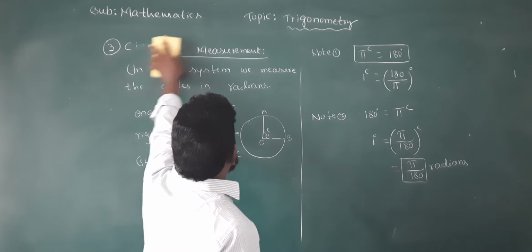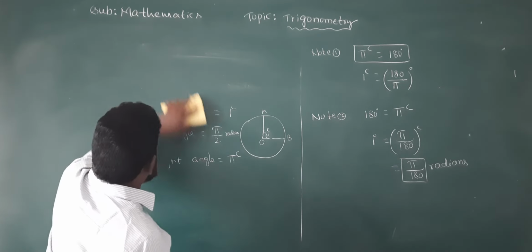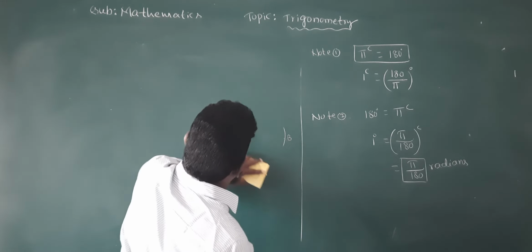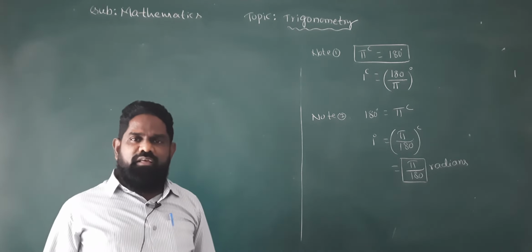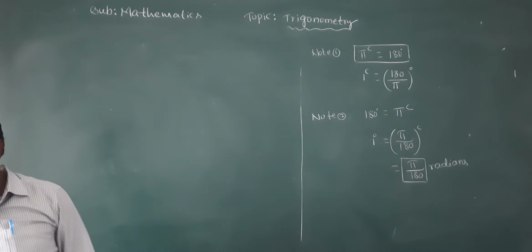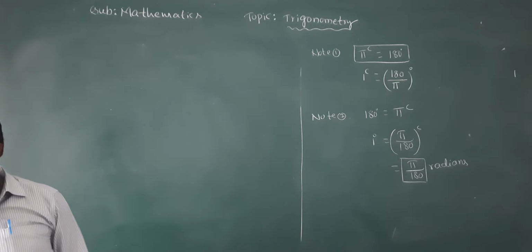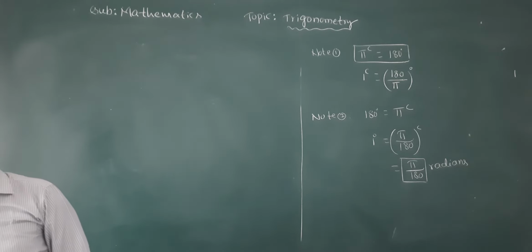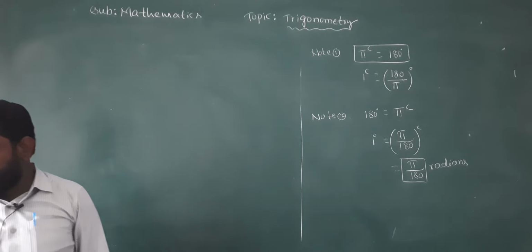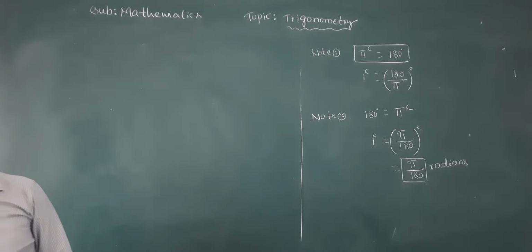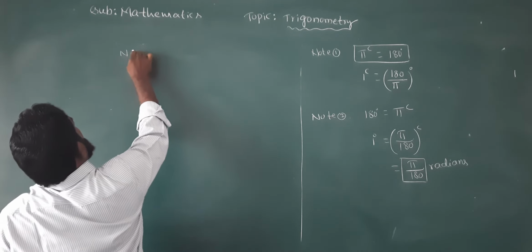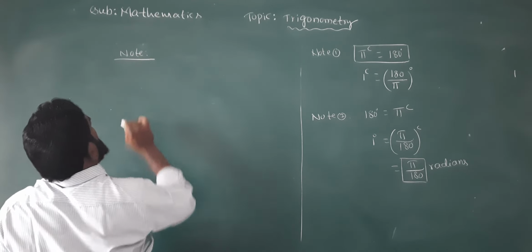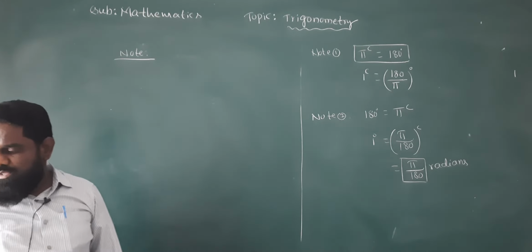We have one more note. We can take the relation between sexagesimal measurement, centesimal measurement and radian measurement. There is a relation. That relation is very useful to convert the angles from one system to another system. The relation is like this.